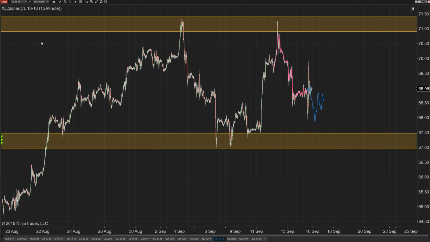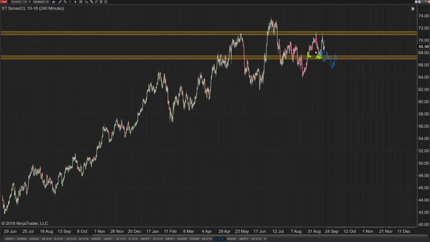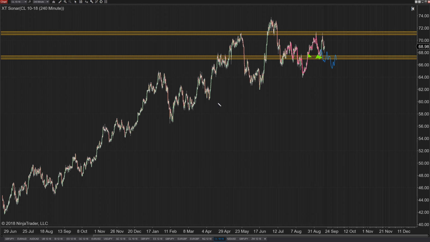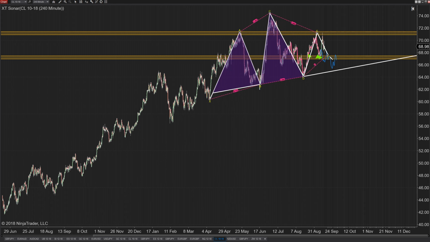If you go out to a 4-hour, you can start to see that we're kind of looking like a bit of a trend going on here. But there are also some interesting patterns showing up, almost like our head and shoulders type patterns, where this could be our left shoulder, this could be our head, and this could be our right shoulder here. So we're focusing on resistance more than support. You can see that the sonar is kind of telling us that we're going to be heading down over time.